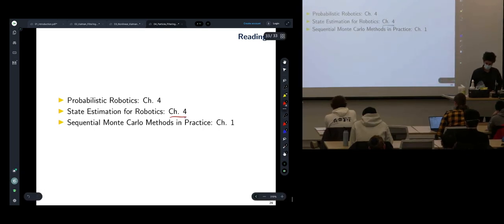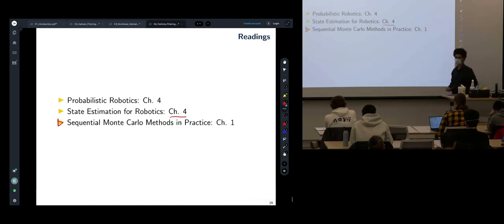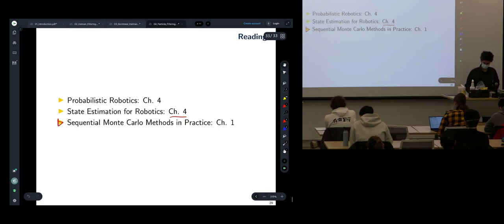So chapter 4, and chapter 1 from one of the books that I shared with you. This is one of my favorites. It's really good to read. Chapter 1 talks about sequential Monte Carlo in practice. So that's it for today, and let's see if you have questions.